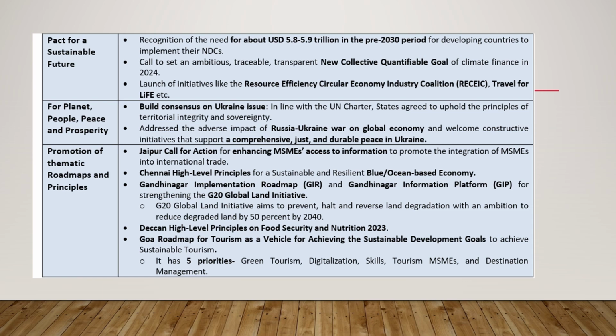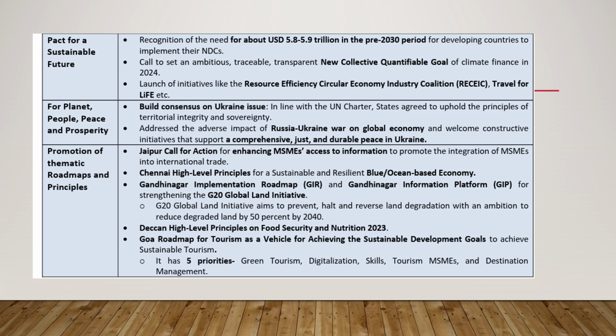Here we have to know the Jaipur Call for Action for enhancing MSMEs' access to information to promote the integration of MSMEs into international trade. We have the Chennai High-Level Principles for a sustainable and resilient blue ocean-based economy. We have the Gandhinagar Implementation Roadmap and Gandhinagar Information Platform for strengthening the G20 Global Land Initiative. The G20 Global Land Initiative aims to prevent, halt, and reverse land degradation with an ambition to reduce degraded land by 50% by 2040.